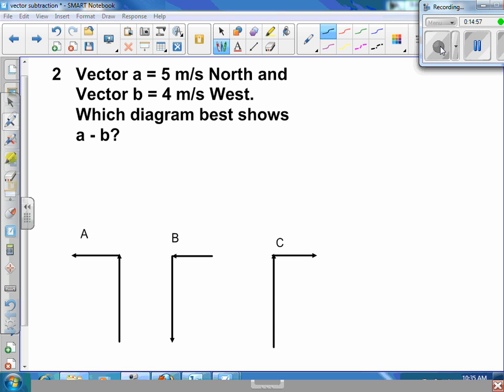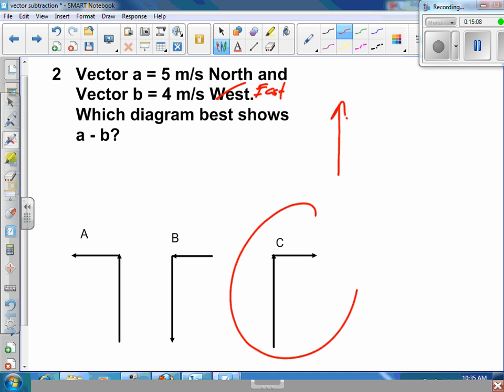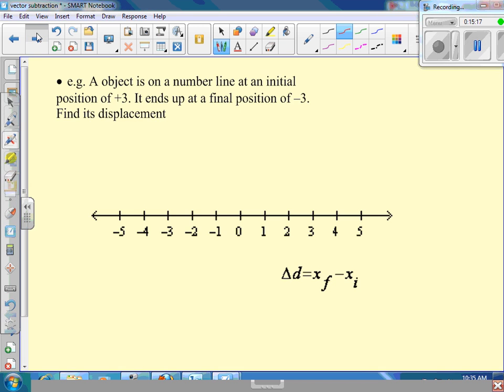All right, so which one do you think it's C? So I got 5 meters north, 4 meters west would be to the left, but I want to change that west to east. Yeah, C it is. Good? Who said this vector subtraction was hard? All right. That's the main idea of vector subtraction.